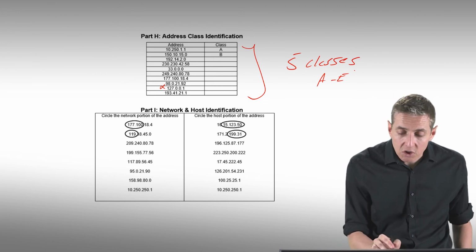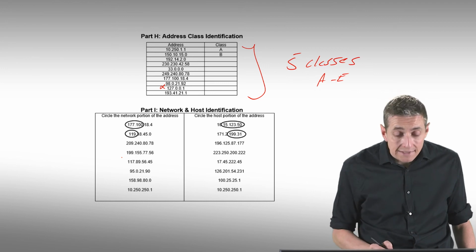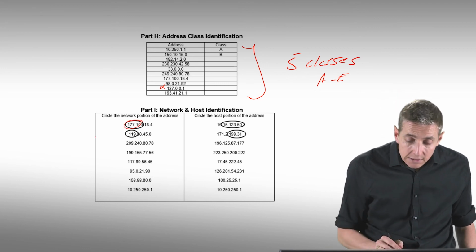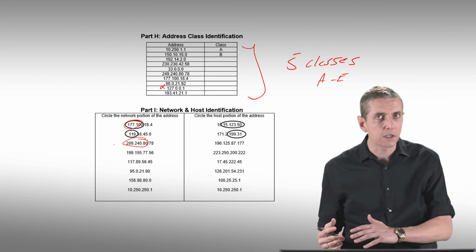Network and host identification. Circle the network portion of this address. Purely, the network portion is based on what class it is. So here this is a class B, and this is a class A. Again, this is a class C, so I'll just circle around there to get the general idea.